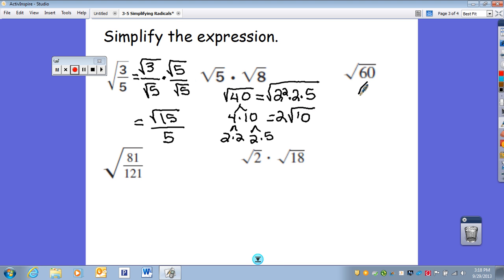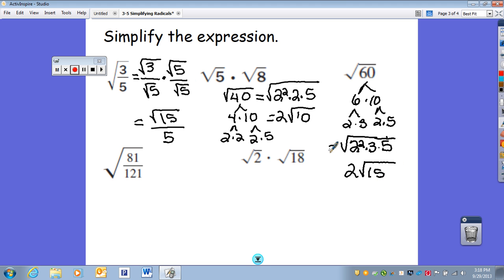The square root of 60, we're just going to simplify that. We're going to make a factor tree. That's going to be 6 times 10, 2 times 3, and 2 times 5. So we're going to rewrite the radical using our pairs. So I have 2 squared times 3 times 5. Remember that the square root of 2 squared is 2, and the 3 and the 5 are left under the radical, and since they are factors, we're going to multiply the two together, and we'll get the square root of 15. So the simplified version would be 2 square roots of 15.